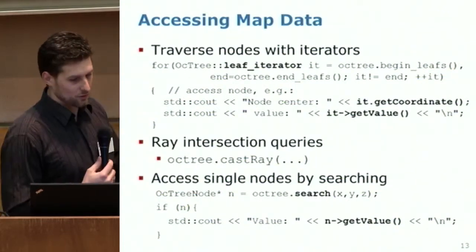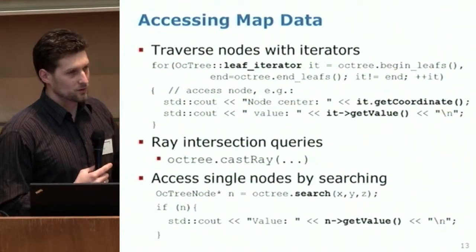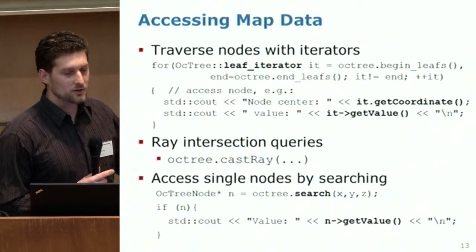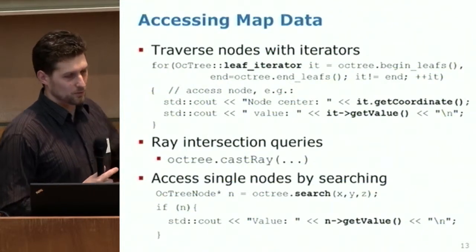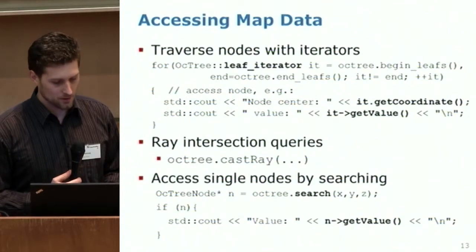For example, traverse all inner nodes. This one is only traversing the leaf nodes, or traverse only nodes in a certain bounding box. And all these iterators can be accessed with the maximum depth, so you can perform these multi-resolution map queries.